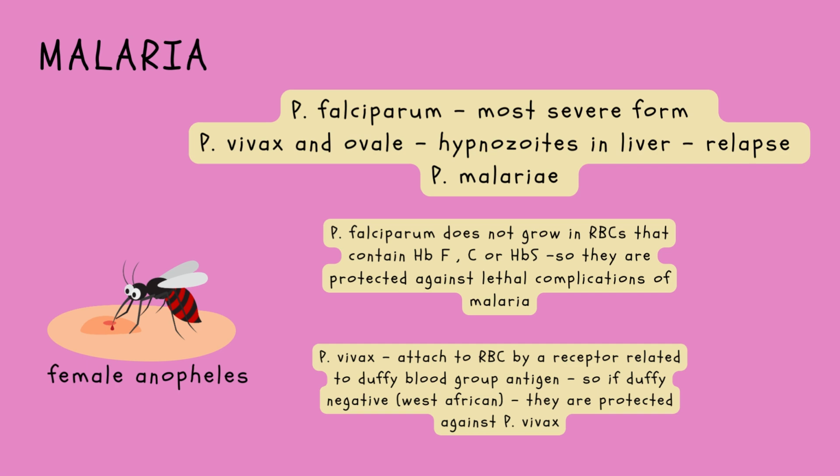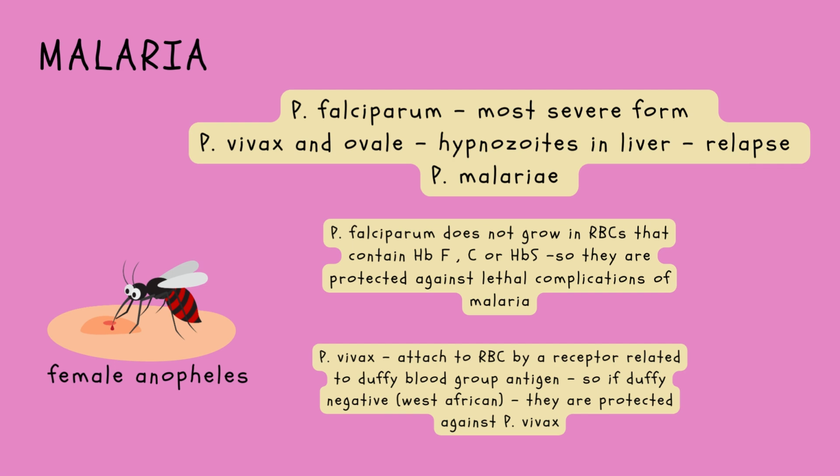Falciparum does not grow in RBCs that contain HbF, HbC, or even sickle cell trait HbS. So they are protected against the lethal complications of malaria. A patient who has sickle cell is protected against the lethal complications or cerebral malaria. Okay, because the falciparum does not grow in such RBCs.